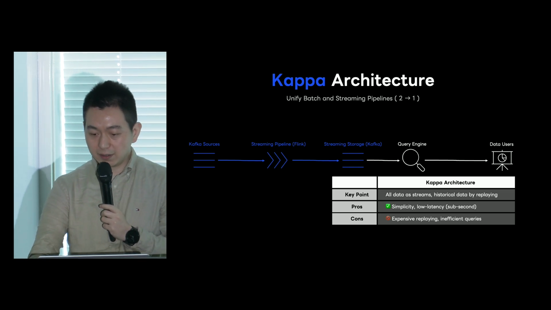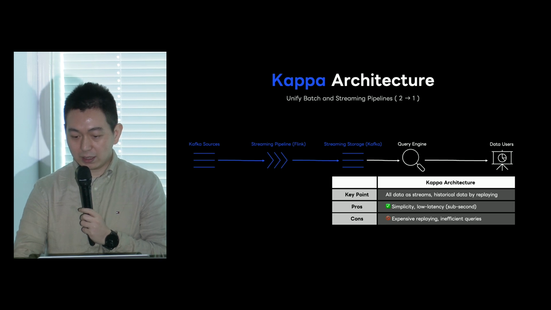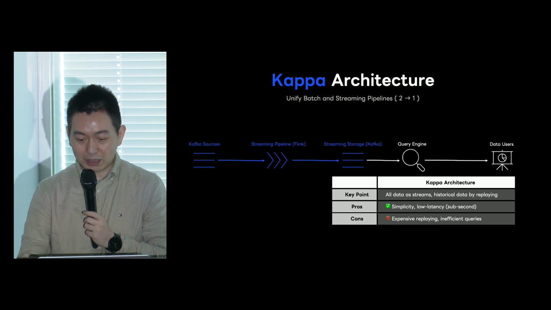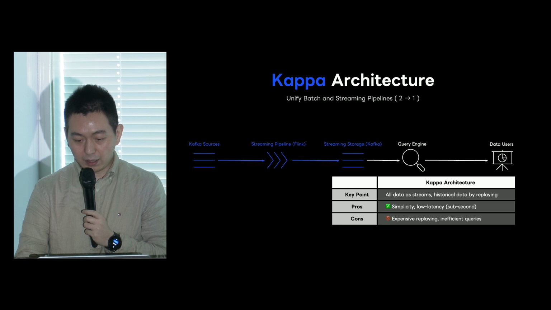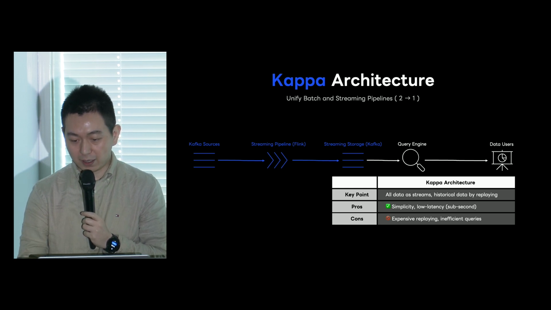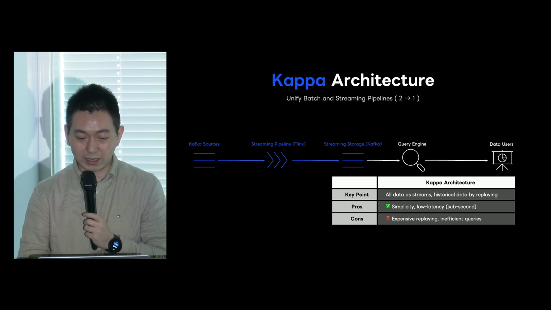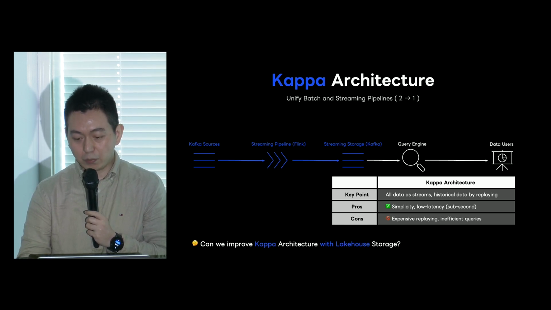As we can see, this simple architecture can support sub-second latency, but long-term storage for replaying historic data is quite expensive. And the streaming storage, like Kafka, is inefficient for ad hoc queries or complex analytics. Considering these drawbacks, can we improve Kappa architecture with Lakehouse storage?